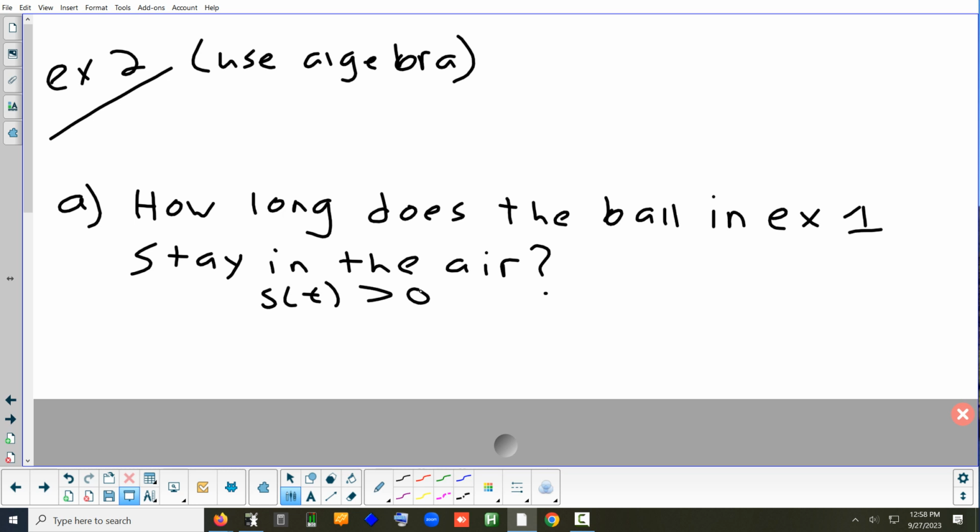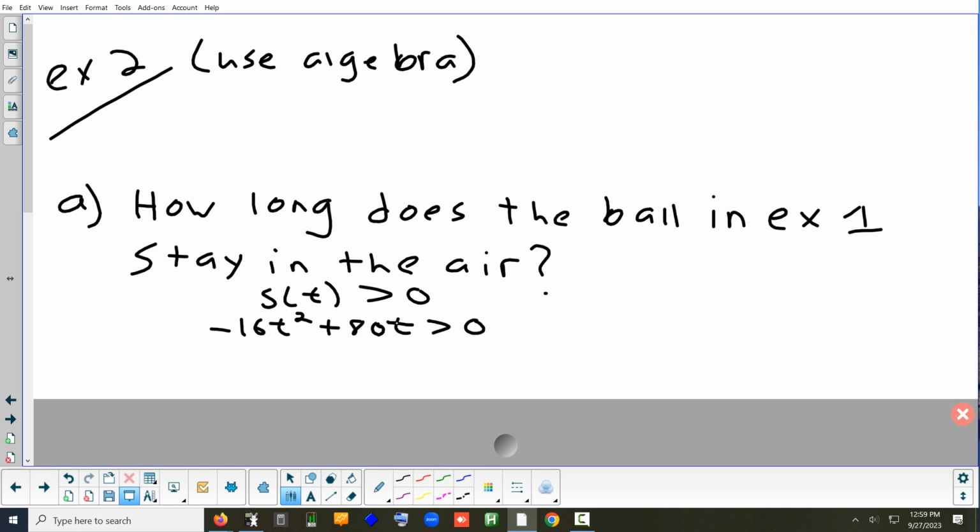Now fill in your formula for the height. It's negative 16t squared plus 80t is greater than 0. Now the way we're going to solve this is pretty much the way we're going to solve every inequality that has exponent of 2 or higher. We can't really use quadratic formula with inequalities. That won't quite work. What's another method for solving a quadratic?